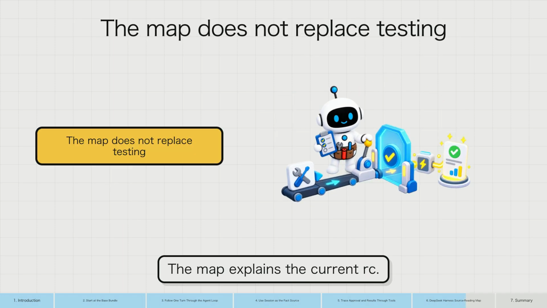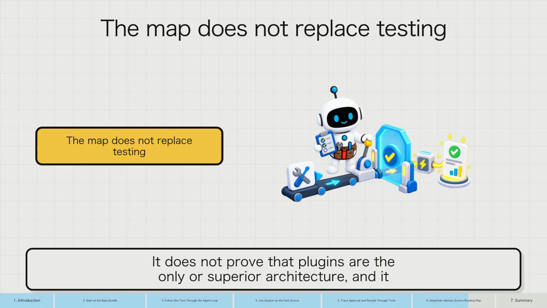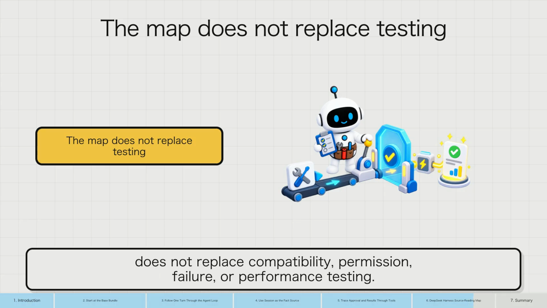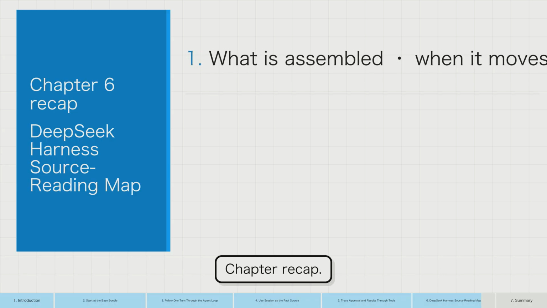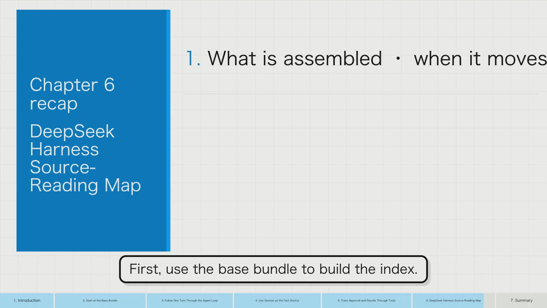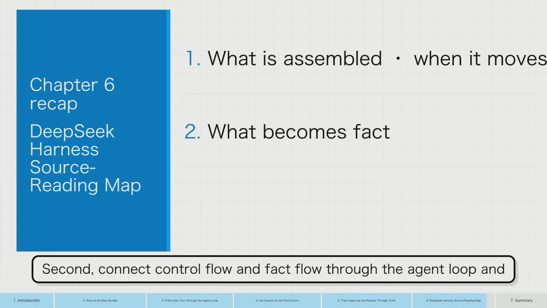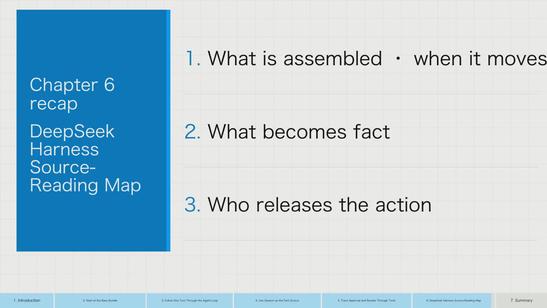The map explains the current RC7 implementation. It does not prove that plugins are the only or superior architecture, and it does not replace compatibility, permission, failure, or performance testing. Screenshot this map and use its 4 stops to inspect the source. Chapter recap. First, use the base bundle to build the index. Second, connect control flow and fact flow through the agent loop and session. Third, use tools to validate policy, execution, and result recording.